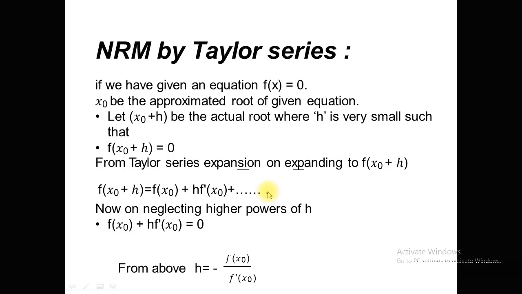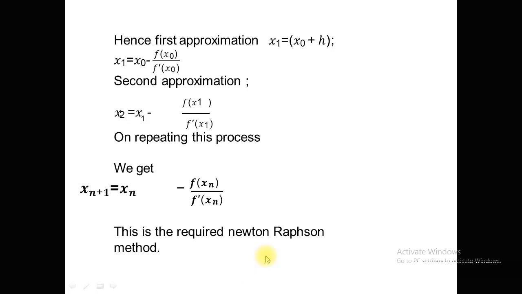Now, on neglecting the higher powers of h, we get f(x0) + h f'(x0) = 0. Here f' means the derivative of the function at x0, and in this expression h = -f(x0) divided by f'(x0). Hence the first approximation x1 = x0 + h, putting the value of h from the previous expression.